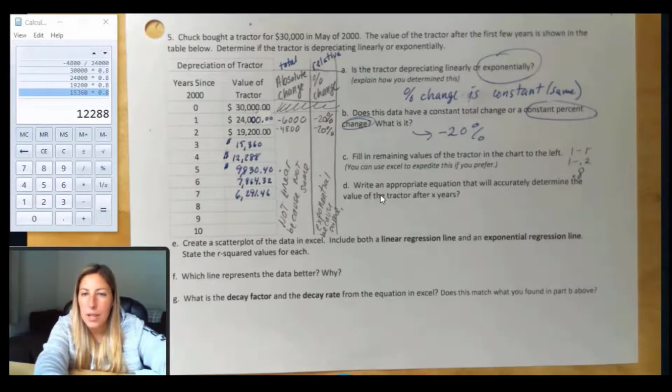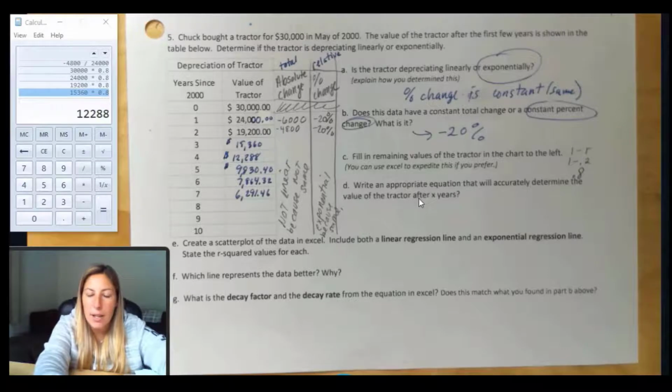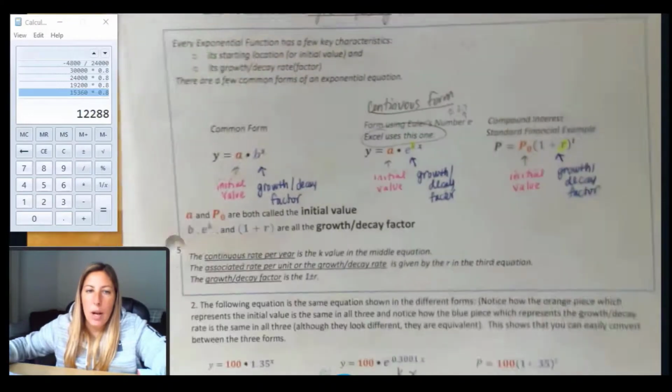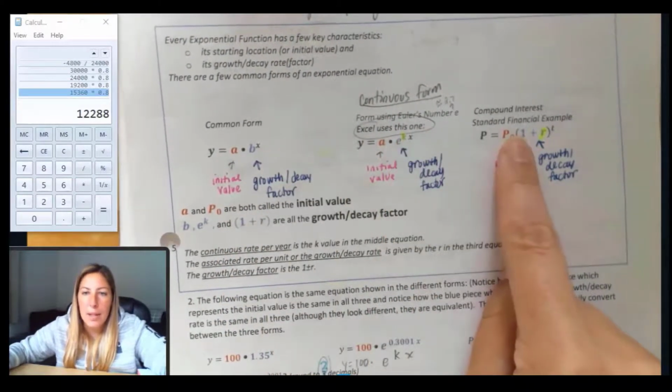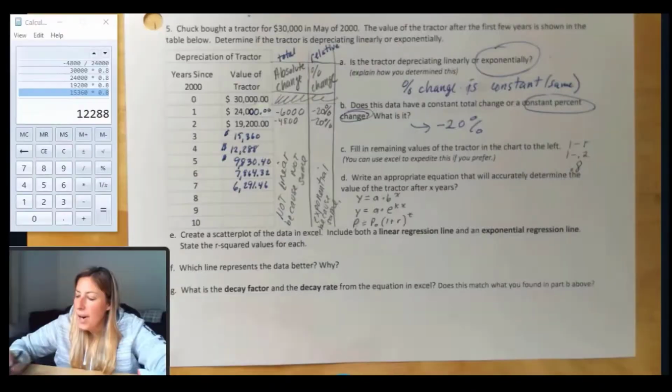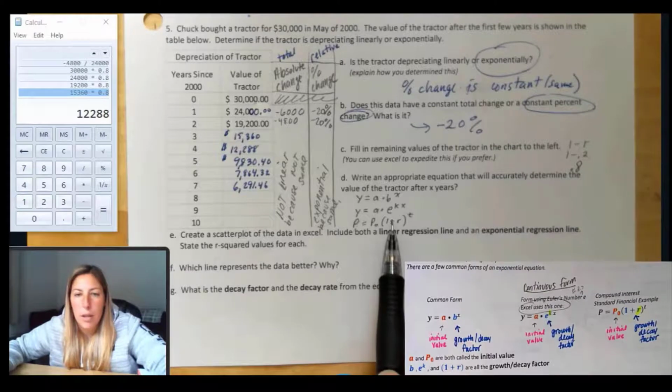Let's go ahead and do letter D. Write an appropriate equation that will accurately determine the value of the tractor after X years. Well, I have quite a few different forms of this equation. Let's go back and pull our forms of the equation from a few pages ago. I have the what? The common form, the continuous form, and then this other form. Let's go ahead and write those down. All right, so I have all three forms of the equation written.